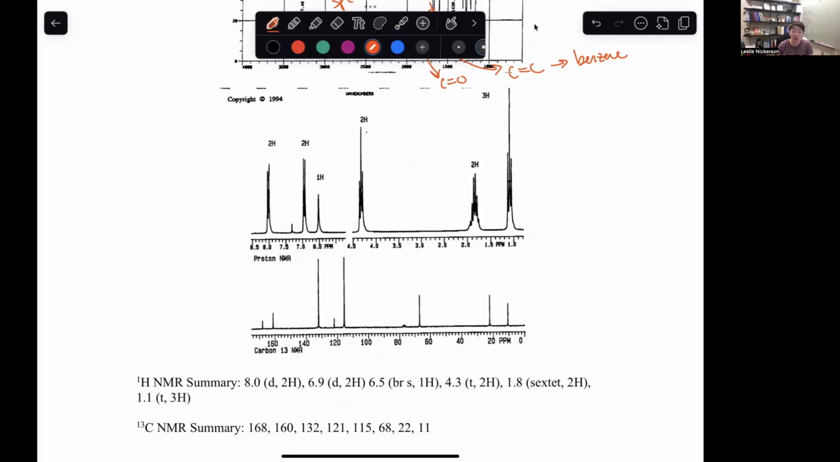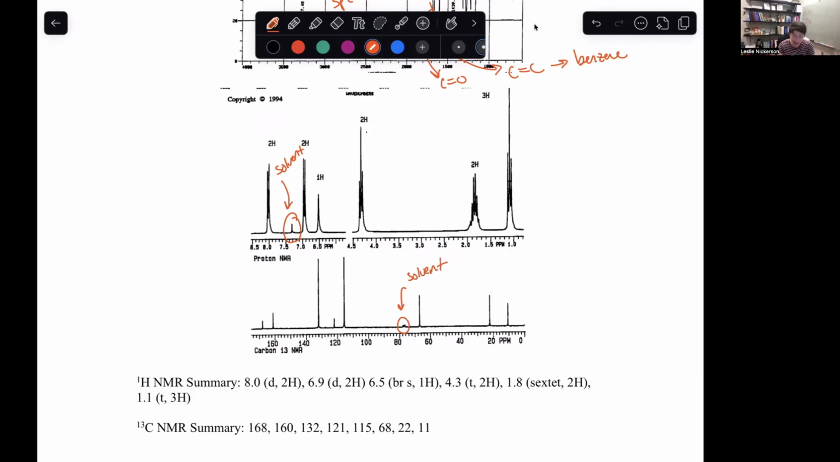Important to note that when you're running NMR experiments, you have to be dissolving your analyte that you're trying to look at, or whatever sample you're doing, in a solvent, and that solvent is going to show up in your NMR. Okay, so in this case, this peak is solvent, and this peak is also solvent.